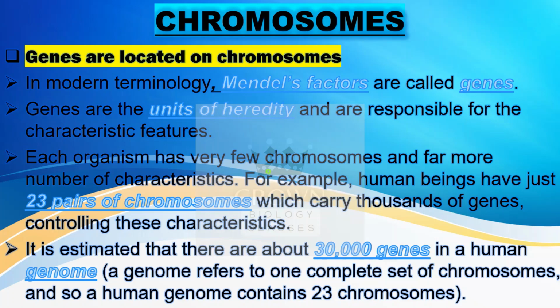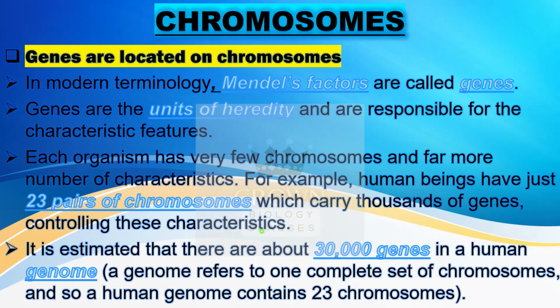Each organism has very few chromosomes and far more number of characteristics. And if we see, each organism is having very few chromosomes, but the organism is having far more number of genes, and the genes are responsible for controlling these characteristics, also known as traits. For example, human beings have just 23 pairs of chromosomes which carry thousands of genes controlling these characteristics.